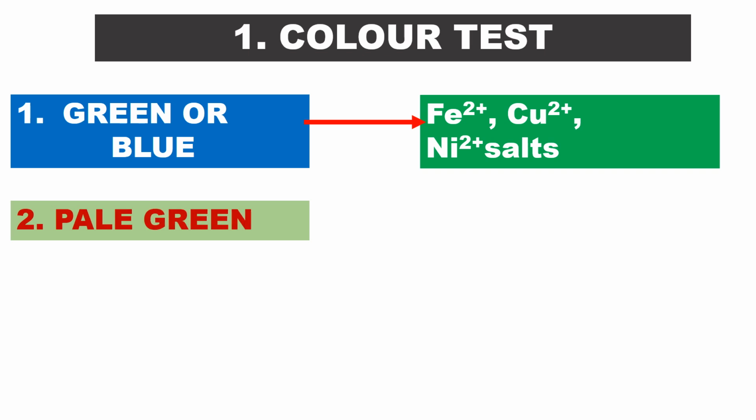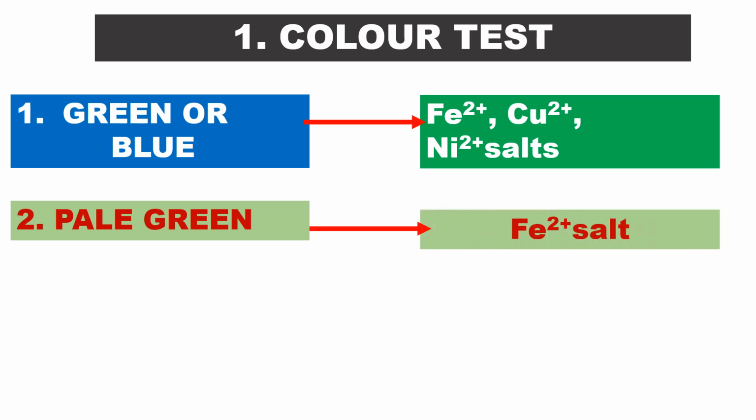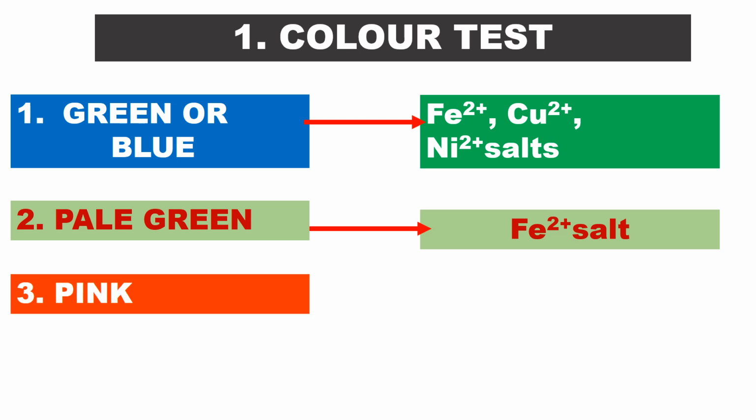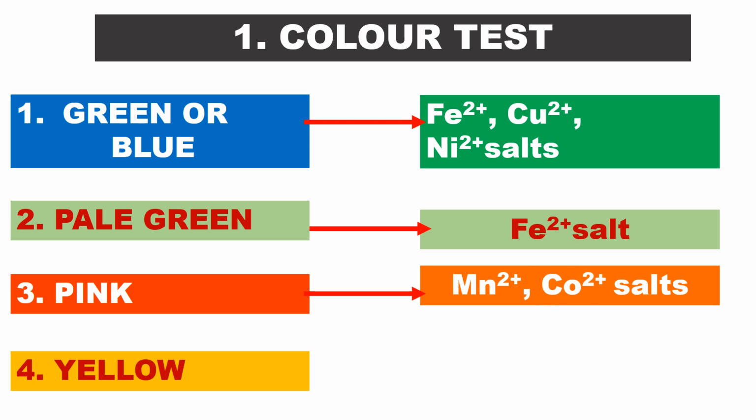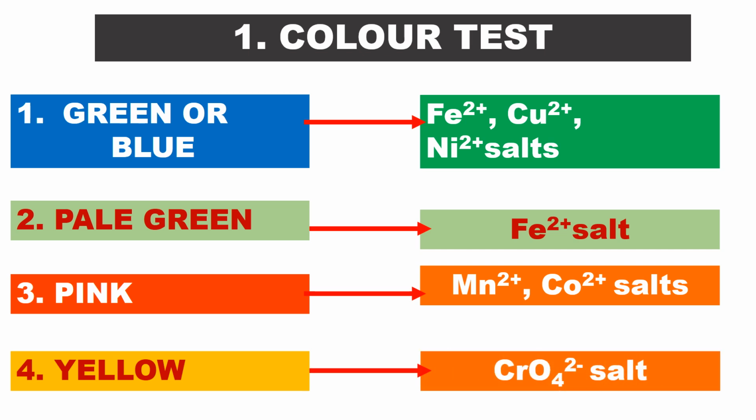If in your exam you are given a salt and it is pale green, then it may be a ferrous salt. If it is pink in color, then it is a cobalt or manganese salt. If your salt is yellow in color, then it is a chromate salt. If it is dichromate, it is reddish orange, whereas chromate color is intense yellow.